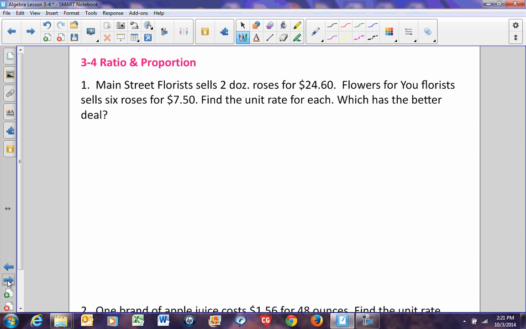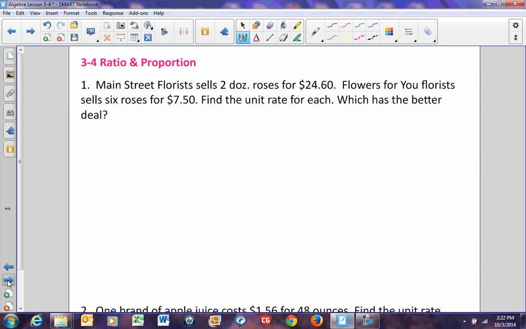All right. Now, you will need your calculator handy to make sure that you're understanding how to do this. And yes, you may use your calculator in this chapter. We talked about that before. This question says, Main Street florist sells 2 dozen roses for $24.60. Flowers for You florist sells 6 roses for $7.50. We need to find the unit rate for each and figure out which florist has the better deal.